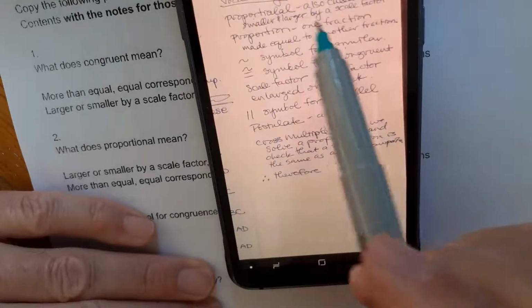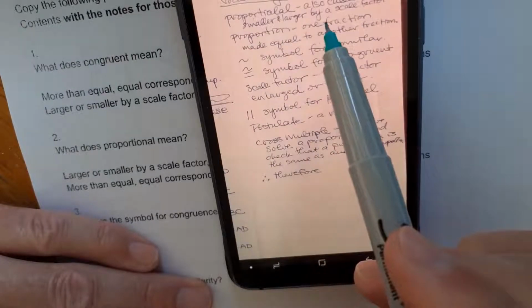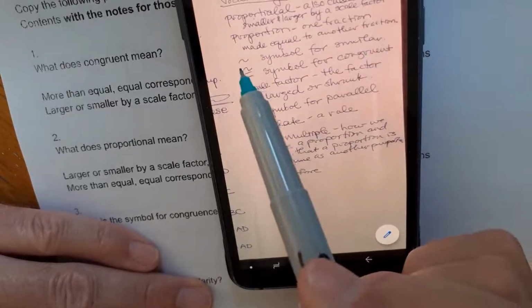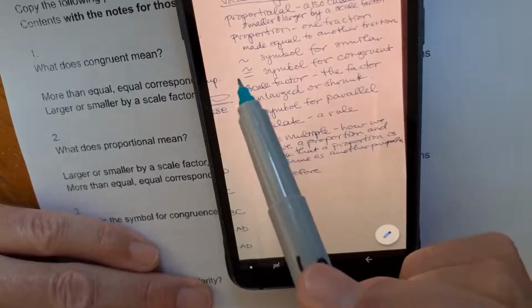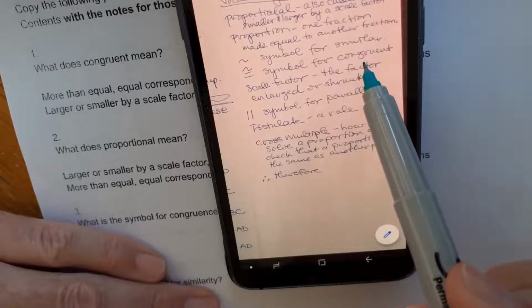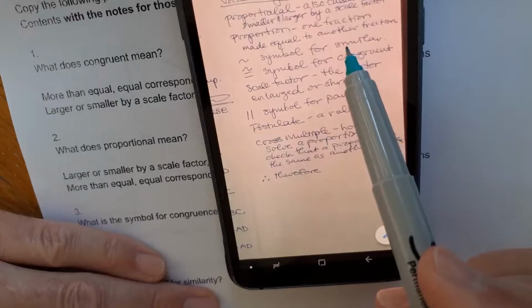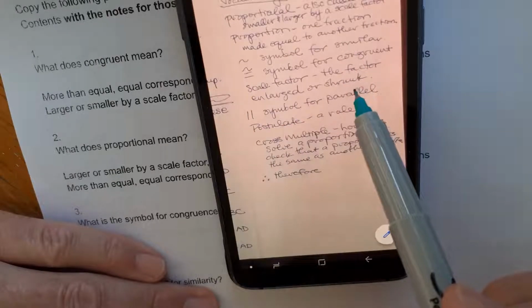What does proportional mean? Also called similar in geometry. It's smaller or larger by a scale factor. Proportion, one fraction made equal to another. Symbols. The symbol for proportional is a squiggly line. The symbol for congruent is an equals sign with a squiggly line, and congruent, by the way, means exactly the same shape and size. Proportional means exactly the same shape, but different size related by a scale factor. So scale factor is the factor enlarged or shrunk.